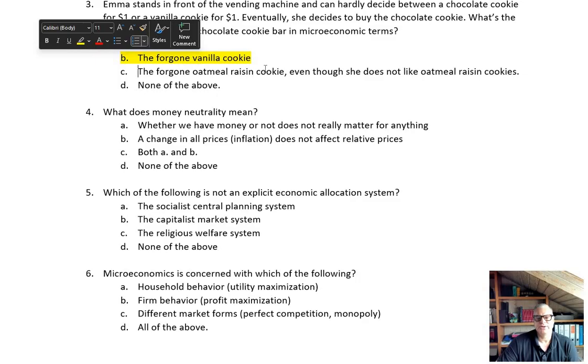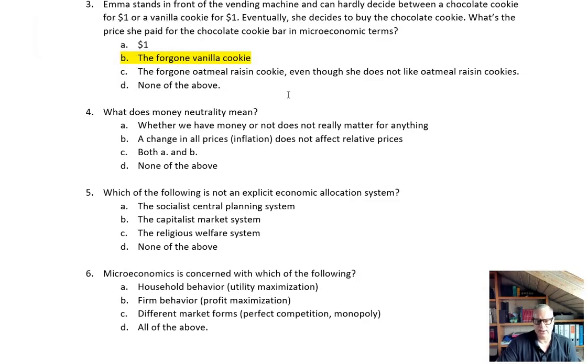Because if she doesn't like oatmeal raisin cookies, even though they cost only $1, let's say, that's not an opportunity cost for her, because she doesn't get utility from an oatmeal raisin cookie. So the opportunity cost is always the cost of the next best alternative, and that is the vanilla cookie, not the oatmeal raisin cookie.